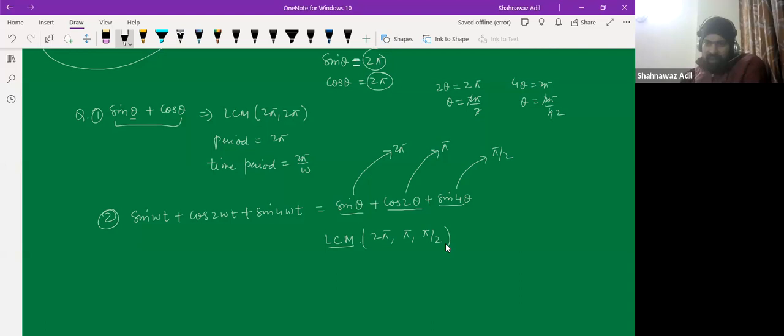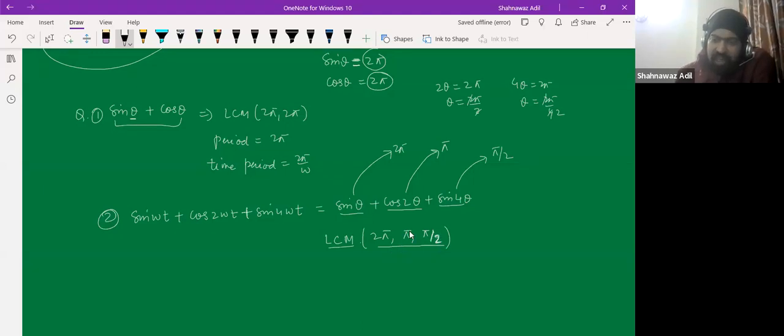Yeah, what is the LCM? LCM of 2 pi is what? The whole thing. Yeah, the LCM will be 2 pi. The fractional number, right? So we have to be very careful because this is a fractional number.